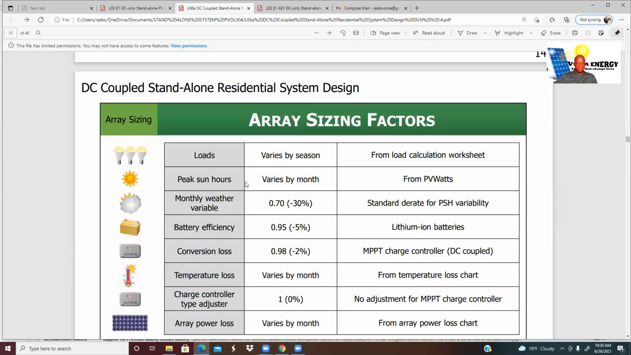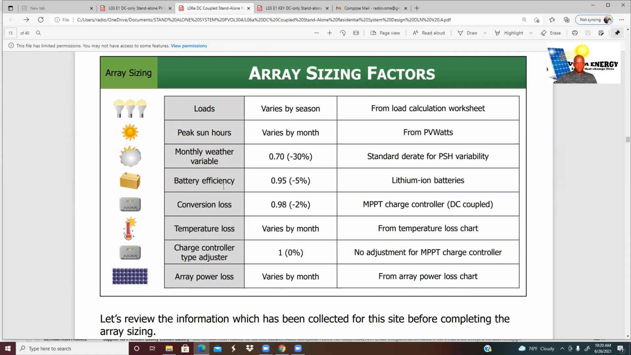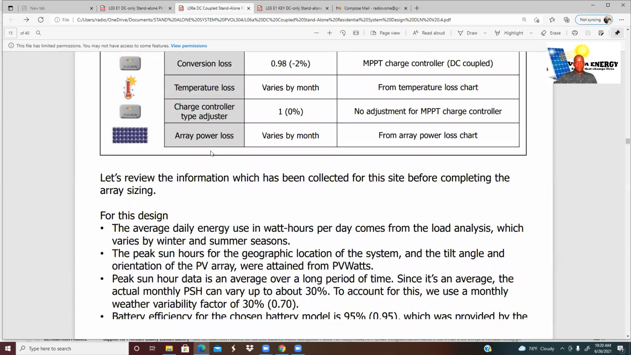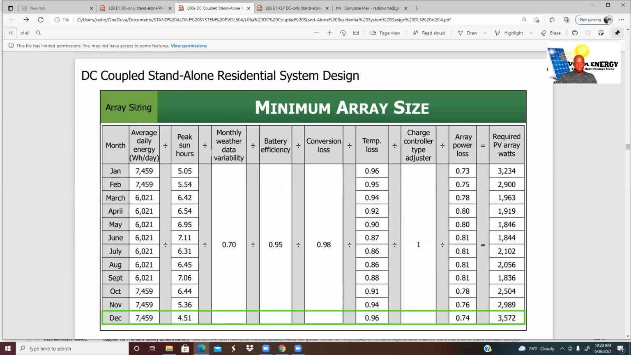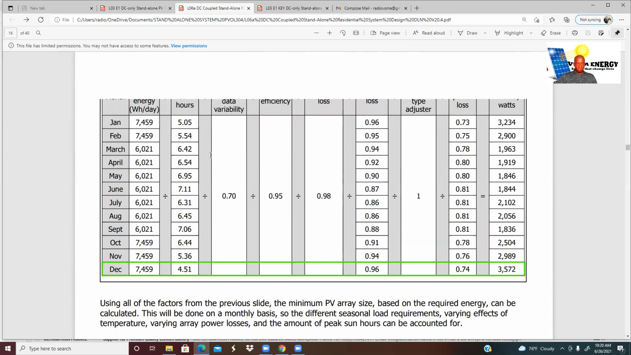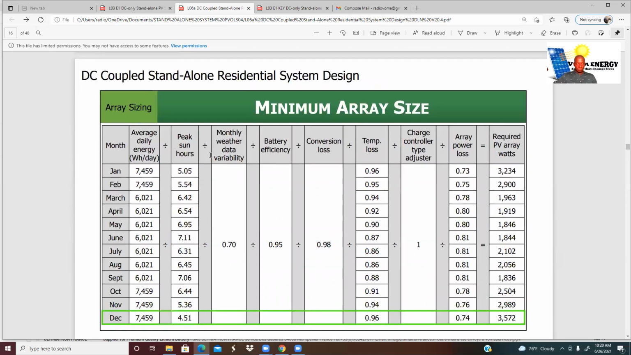For the array sizing factor, you want to take into consideration the load, the peak sun hour, the monthly weather variables, the battery efficiency, the conversion losses, the temperature losses, the charge controller type and adjuster, and the array power. Divided by the battery efficiency of 0.95, divided by the conversion loss of 0.98.